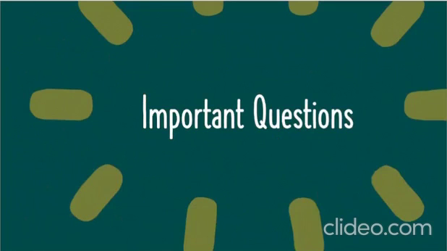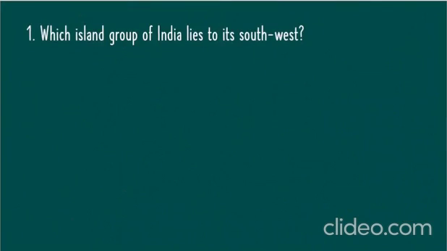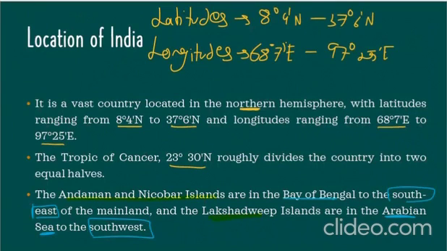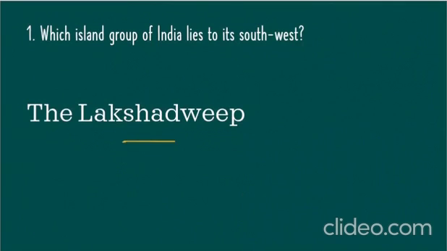Now let's move towards some important questions. These are the 10 most expected questions which can come in your exams, right? Question number one: which island group of India lies to the southwest? Now see here, I explained which is the southwest island: Lakshadweep Island, which is in the Arabian Sea. So Lakshadweep Island is in the southwest. Where is it? In the Arabian Sea.